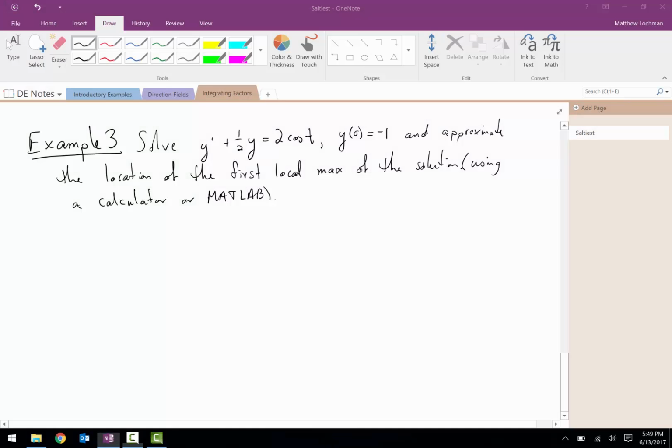We'll end this video with our third example. Okay, we're going to solve the equation y prime plus 1/2 y equals 2 cosine t, with the initial condition y of 0 equals -1. And after we find that, we're going to find the first local maximum of this function, which can actually be done by hand. We're going to need to use MATLAB or like a graphing calculator or something like that to do that. All right, so we'll go to MATLAB to show you how to do that.